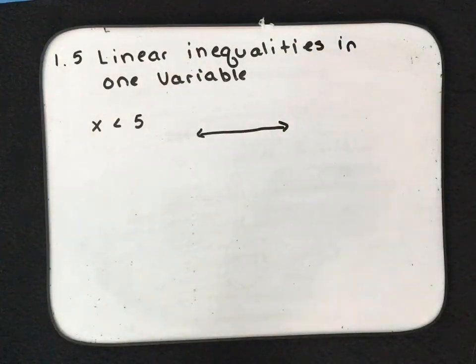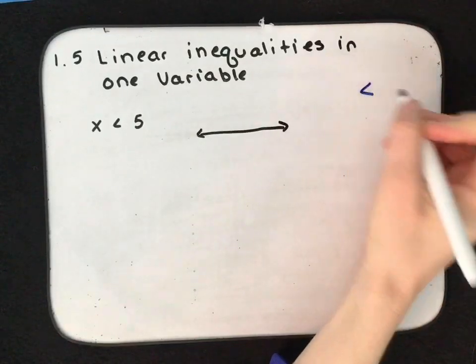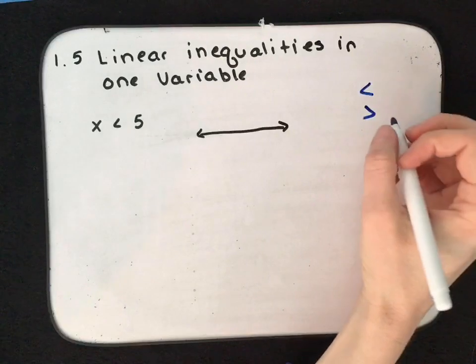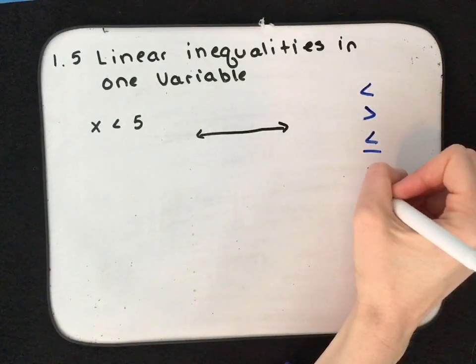Let's look at linear inequalities in one variable. An inequality means that it's not equal. There are 4 different inequalities that you could use, and then there is the unequal. So the inequalities that we have are less than, which looks like this. We have greater than. We have less than or equal to. And we have greater than or equal to.